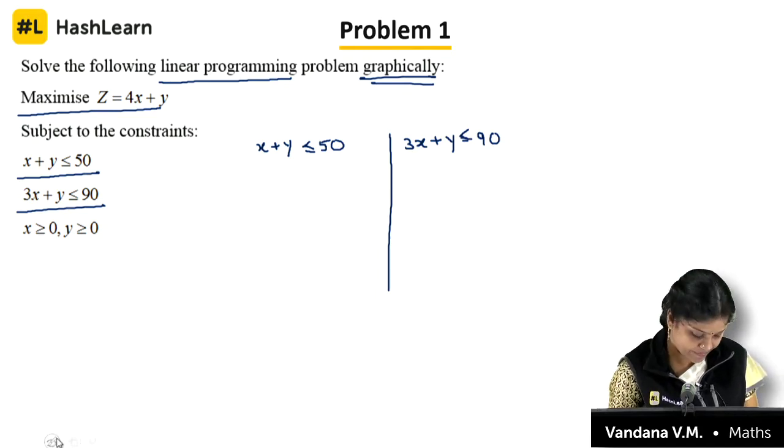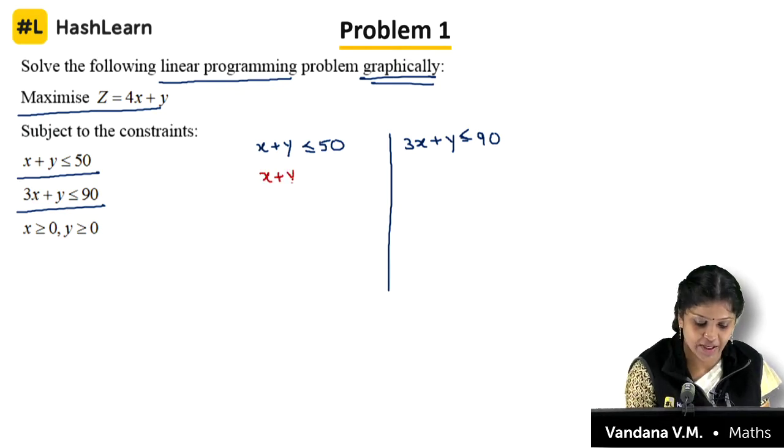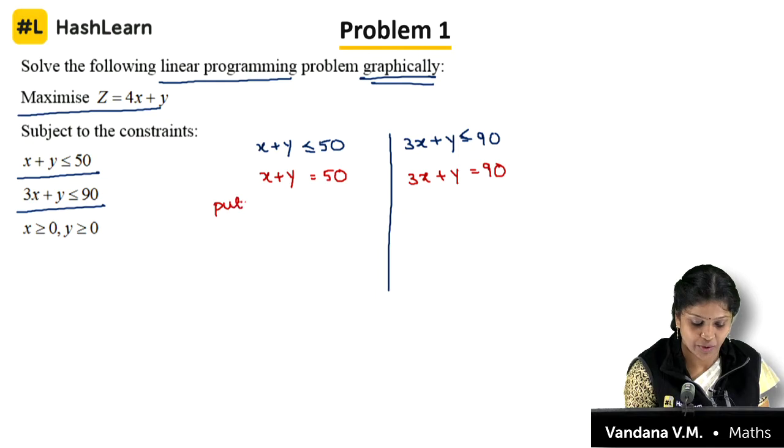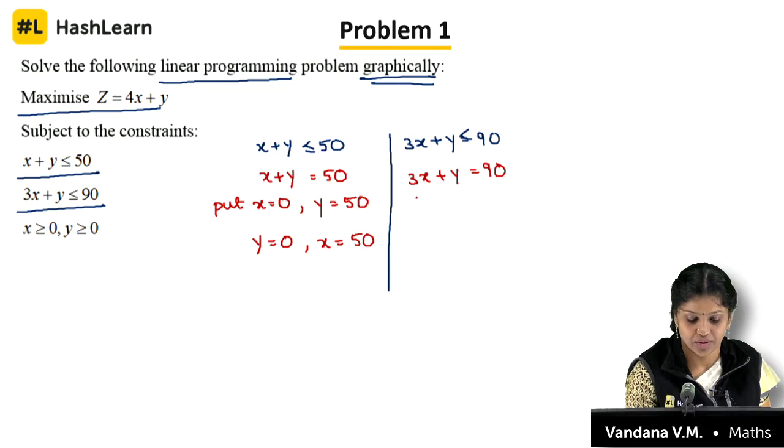What is the first step? Yes, the first step is x plus y is equal to 50. Everybody start solving. 3x plus y is equal to 90. The first step, put x is equal to 0. If I am keeping x is equal to 0, y value is 50. Then put y is equal to 0, then x value is 50. Same thing here also. If I put x is equal to 0, y value is 90.